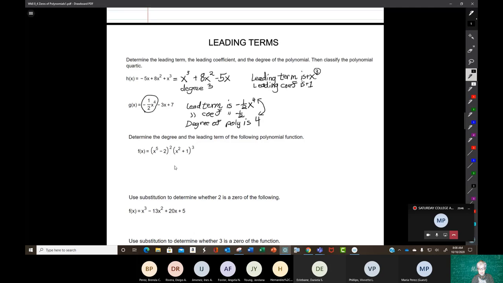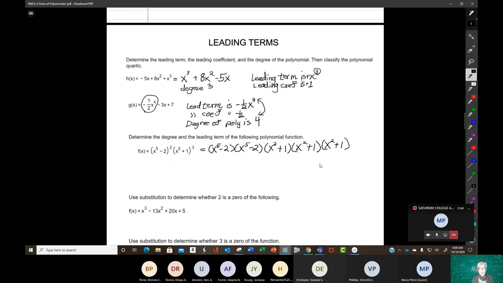This is trickier. Here's the quick way to answer the question. Determine the degree and the leading term of the following polynomial function. Well, you would have to actually do this to know exactly what the polynomial function is. You'd have to multiply x to the fifth minus 2 times x to the fifth minus 2 times x squared plus 1 times x squared plus 1 times x squared plus 1. That'd be a good half hour worth of work.